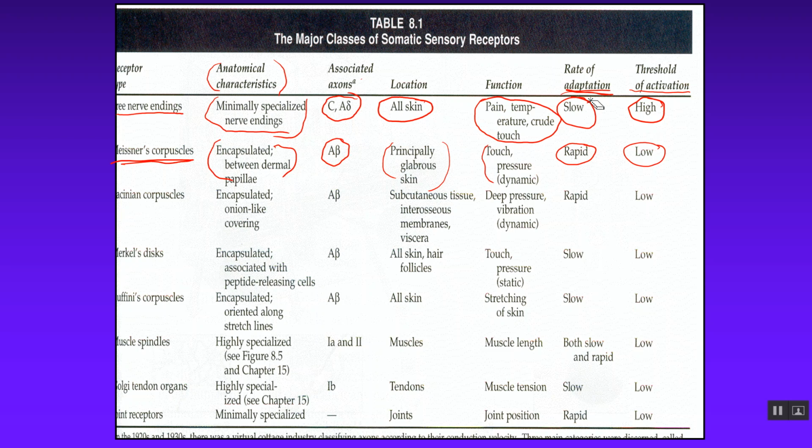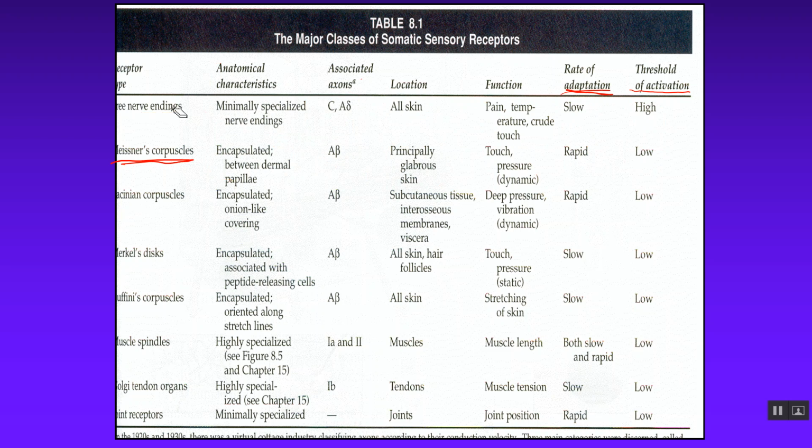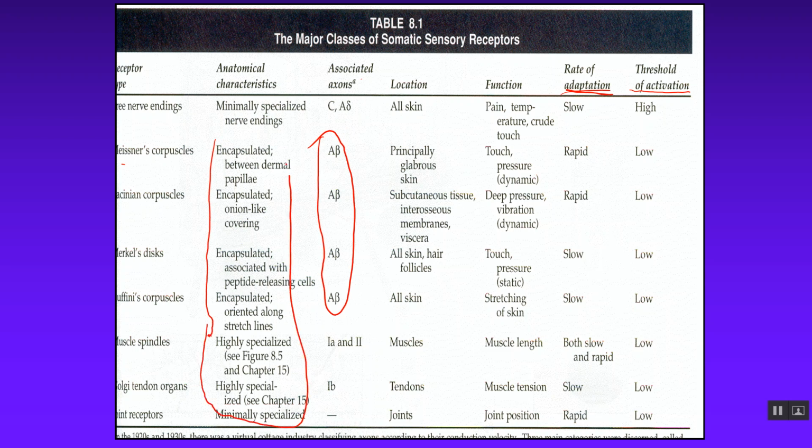So here's some things as you're looking at this chart. Again, think about grouping things together. If you look at all of these, they are A betas as far as the axons. All of these right here, all I really want you to know about these is these are all specialized types of receptors. Don't have to worry about the details. Just know that free nerve endings are minimally specialized. All the rest have some special anatomical characteristic to them.